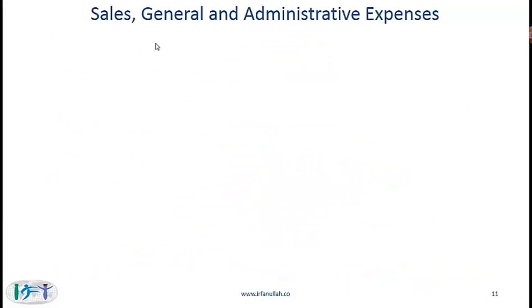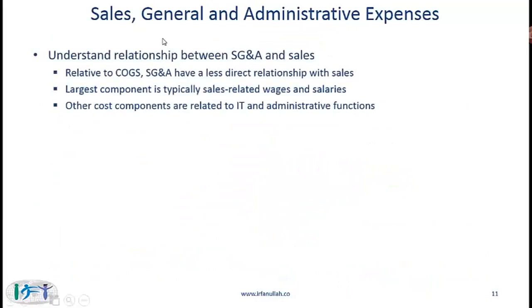The other big operating cost is SG&A. Here again, you need to understand the relationship between SG&A and sales. Relative to COGS, SG&A will generally have a less direct relationship with sales. Again, there is a relationship, but it's not as direct.